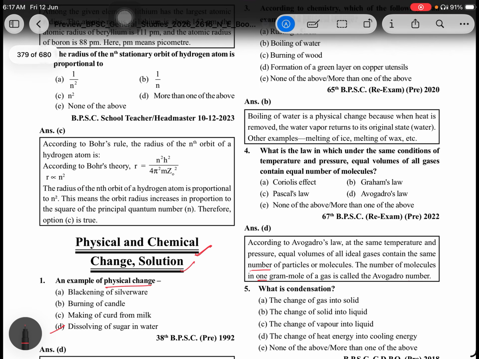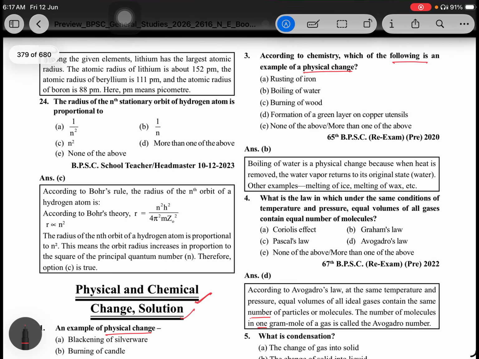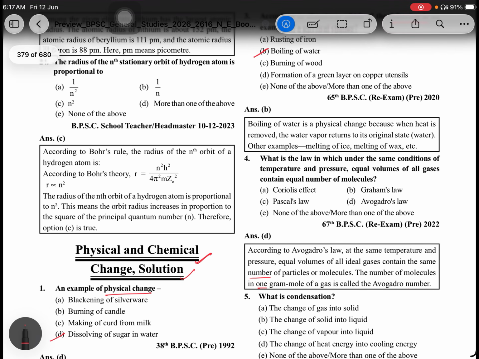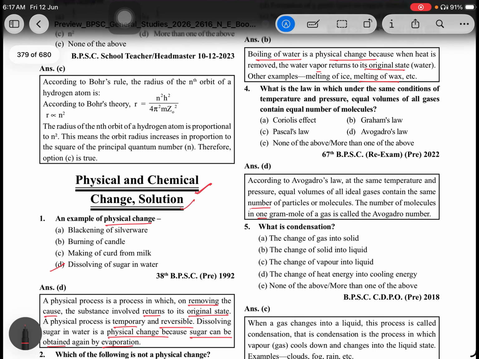We move to the next question. According to chemistry, which is the following example of physical change? That is boiling of water. Boiling of water is a physical change because when heat is removed, the water vapor returns to its original state, water. Other examples: melting of ice, melting of wax, etc.